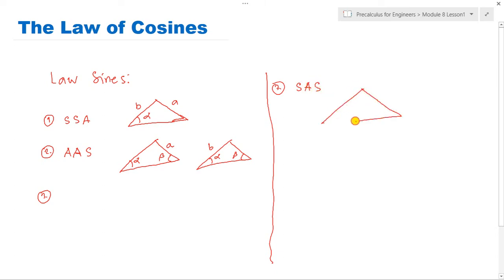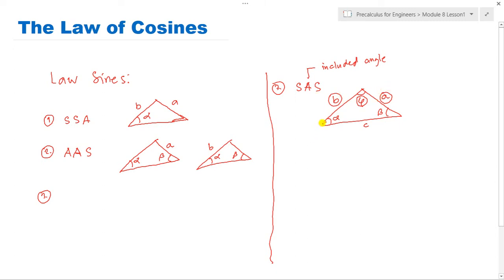So here we have side, this is side B, then we have an angle here, this is gamma, and then side A. Okay, here alpha is unknown, beta is unknown, right? And then C is also unknown. Given side-angle-side. So the angle here is called the included angle, because it is between the two sides B and A.